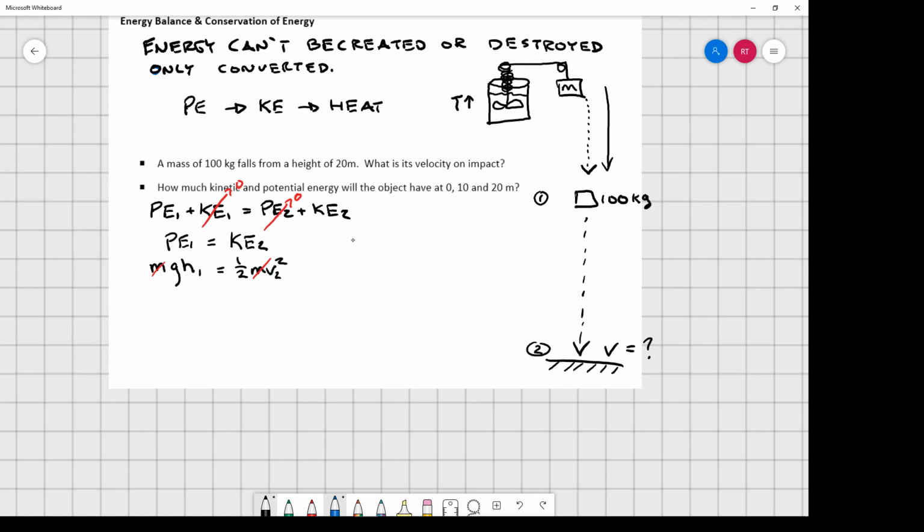And if I'm going to solve for velocity, it becomes a little more complicated because it is squared. So I'm going to isolate everything other than the v squared. 2gh is going to be equal to v squared, and v is going to be equal to the root of 2gh. So the root of 2 times 9.81 times 20 is going to be equal to v, and that is going to be equal to 19.81 meters per second.